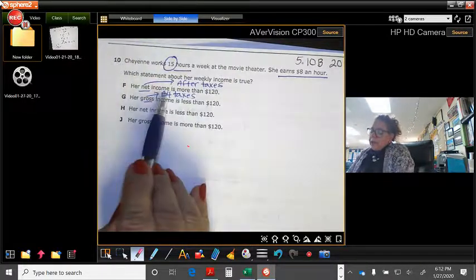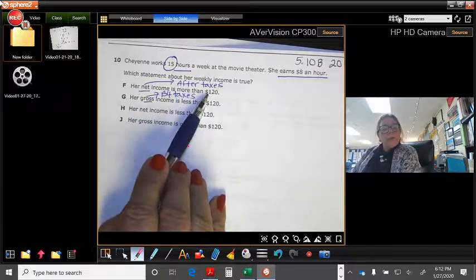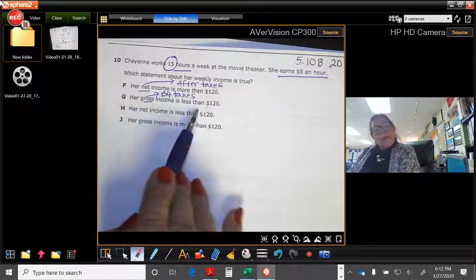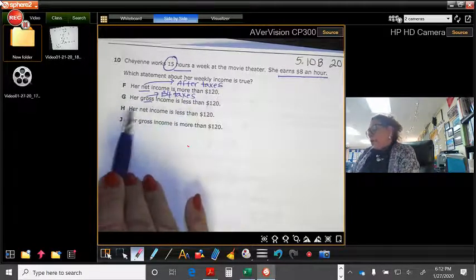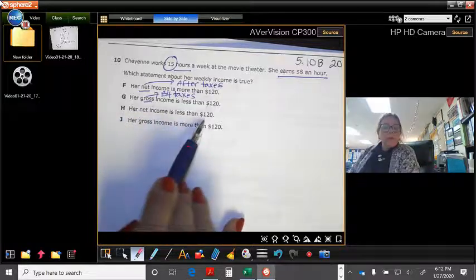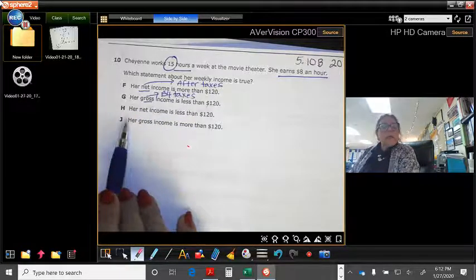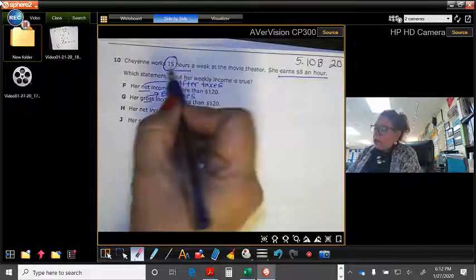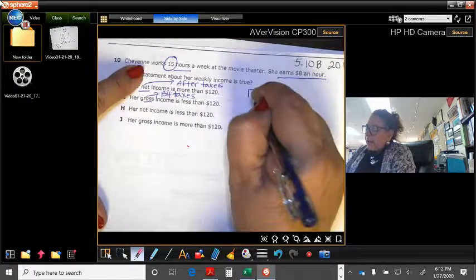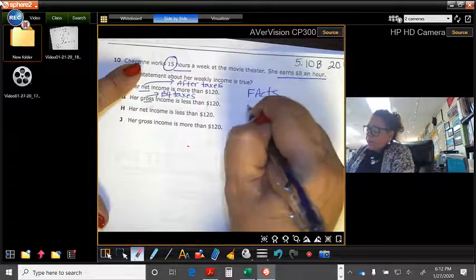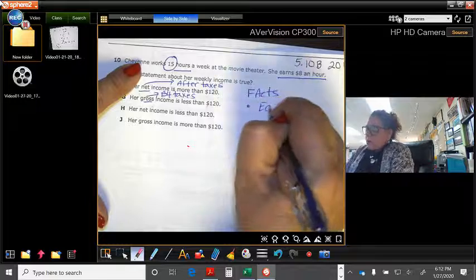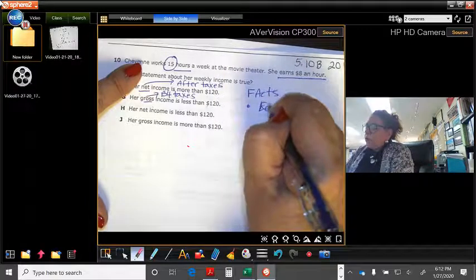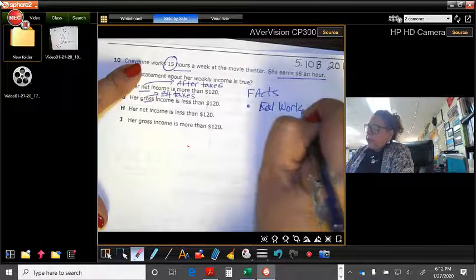So her net income is more than $120. Her gross income is less than $120. Her net income is less than $120. Or J, her gross income is more than $120. Well, let's take a look. She earns, here's my facts. First of all, she works 15 hours a week.